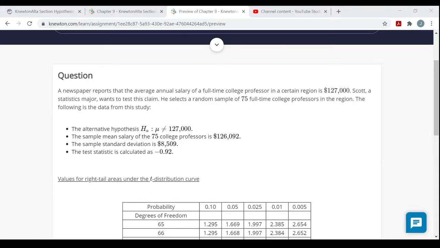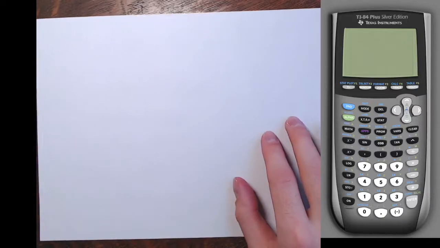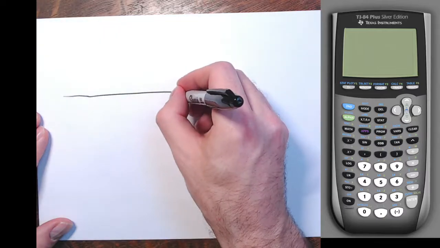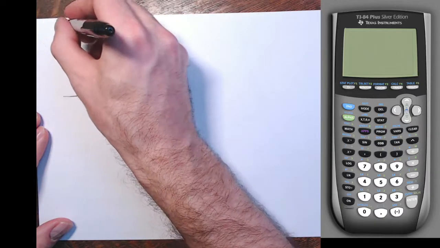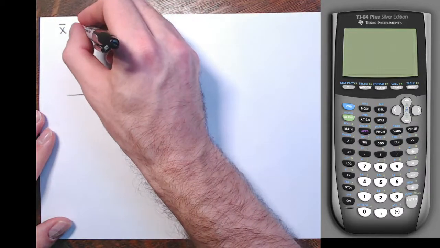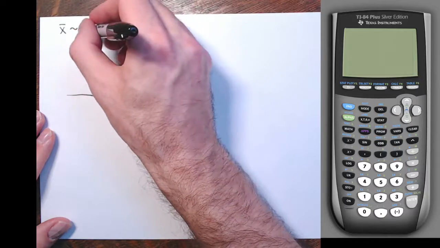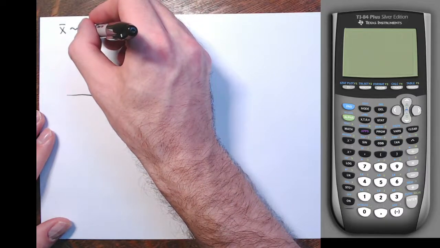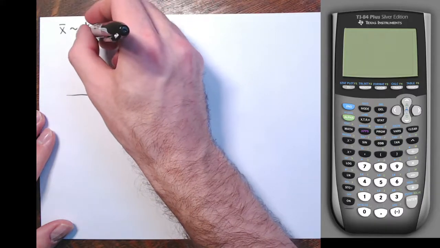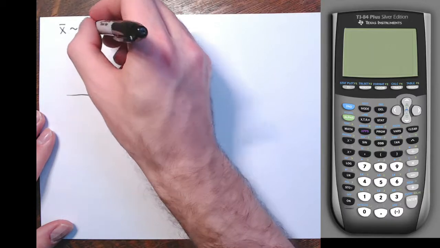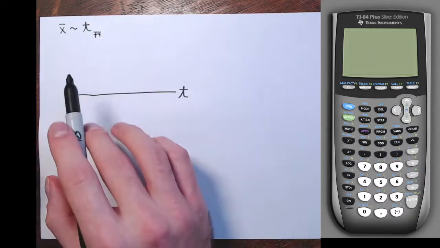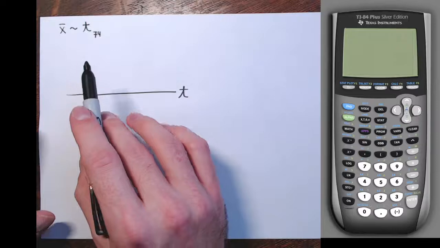All right, so I'm going to go to a piece of paper here, and we'll talk about calculating the p-value. So again, we're working with a student's t-distribution this time. So my horizontal line, and it's a student's t. My sample means here, by the central limit theorem, would be a student's t-distribution. Now remember the sample size was 75. So they took a random sample of 75 full-time college professors from this region. So the number of degrees of freedom would be one less than that, remember, 74 degrees of freedom. So I'm looking at this student's t-distribution with 74 degrees of freedom.